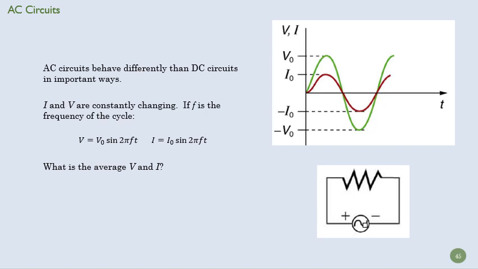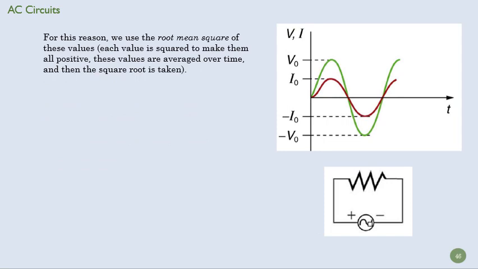A lot of times we want to know what the average voltage or the average current is. What would be the average voltage of this cycle from here to there? Well, the average voltage would be 0. And so that's not a very useful number. And so we have to find a different way of calculating that average. And the way we do that is what's called a root mean square.